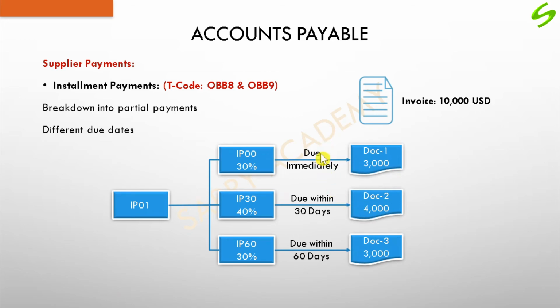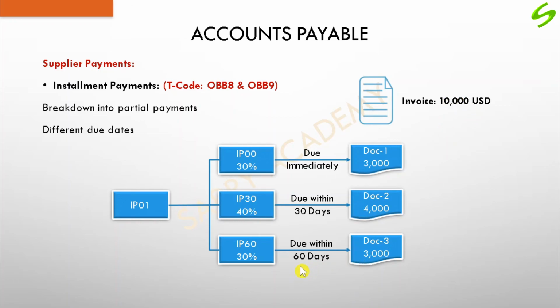The first one will be due immediately, as per the payment term IP00. Document number 1 will have 30% of the invoice amount, which is 3,000. The second invoice, or the second document, will be due in 30 days as per the payment term, and the amount in this invoice is 4,000, which is 40% of the invoice.